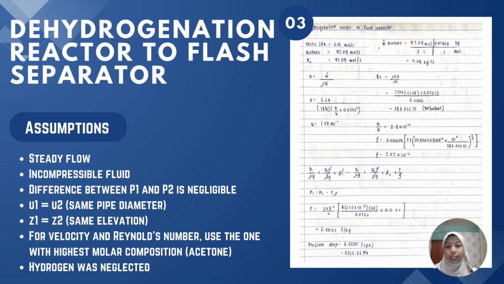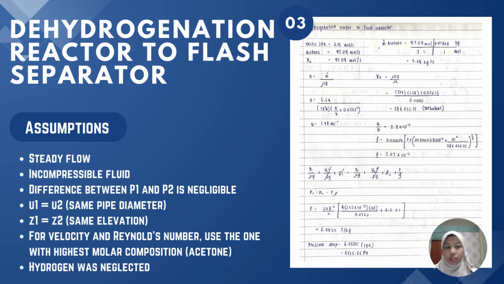For the third pipe, which is from the dehydrogenation reactor to flash separator, we have three components in this stream, which are the excess IPA, acetone, and hydrogen gas. For the assumption, we make the same assumption as the previous calculation, but for velocity and Reynolds number, we use the one with the highest composition, which is acetone. But for the hydrogen, we neglected it.